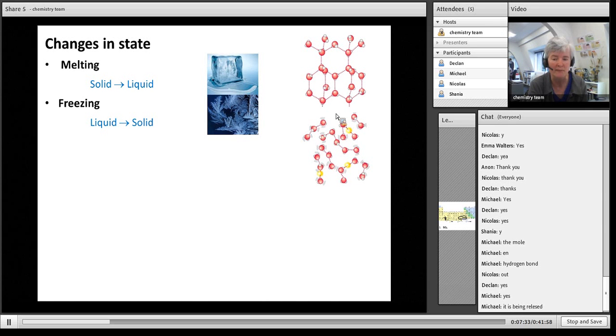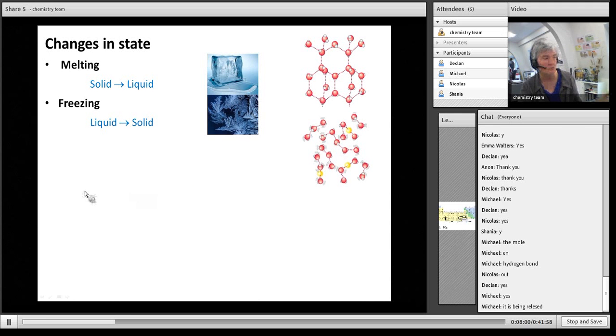So Michael is typing. Yeah, it's being released. So whenever we make bonds, energy is released. So if we're going from liquid water to solid ice, we're making more of these attractive forces. Okay, there's more of them in place. So because we made more, energy has been released. So going from water to ice is an exothermic reaction.